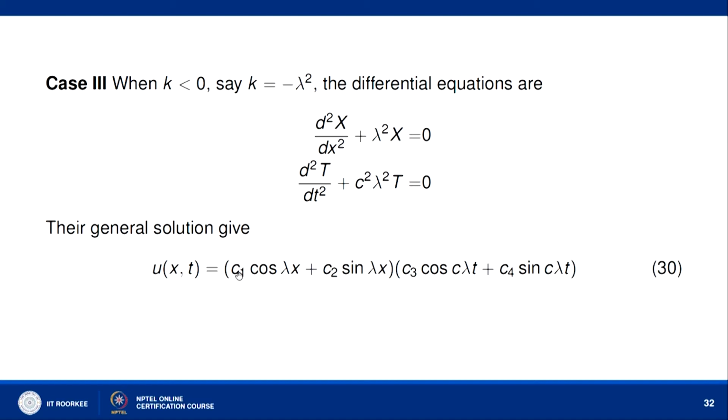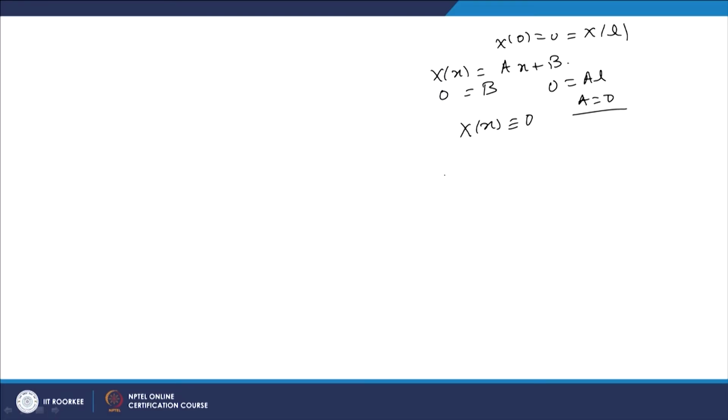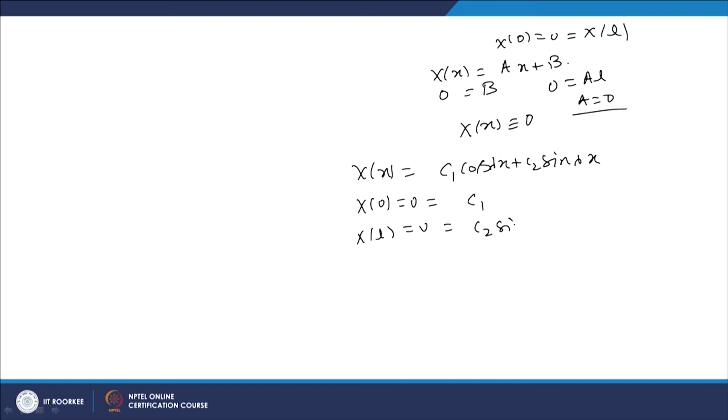Now, you try to fix your c1 and c2, and you can see how we can fix them. Here let us say we have c1 cos of lambda x plus c2 sin of lambda x, and that is your X of x. Let us put X of 0 equal to 0, and that implies that c1 has to be 0. Then X of l equal to 0 implies that c2 sin of lambda l equal to 0, and if we take c2 as 0, then we will again get a trivial solution.